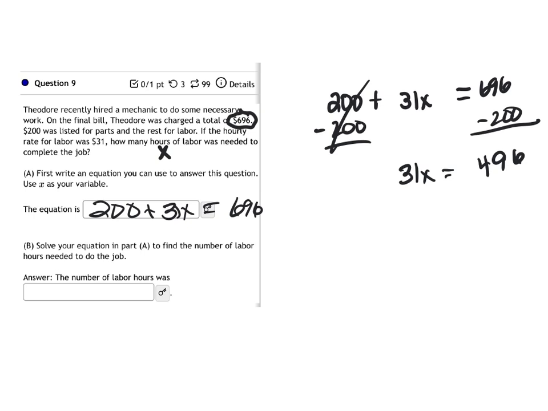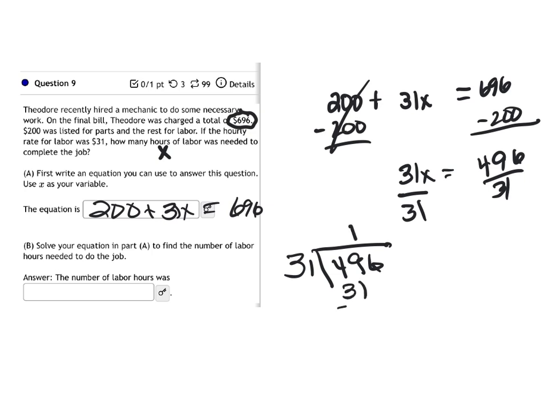We're going to divide both sides by 31. Again, let's go over to the side. Use a calculator if you can. If you're using a calculator, put the 496 in first, and then the divide button, and then 31. And let's see, 6 times 1 is 6, 6 times 3 is 18. So it comes out nice and even. So x equals 16 hours. So it took 16 hours to complete the job.